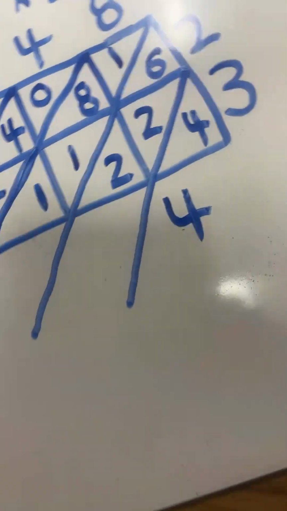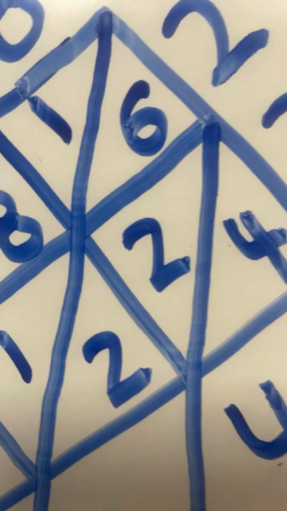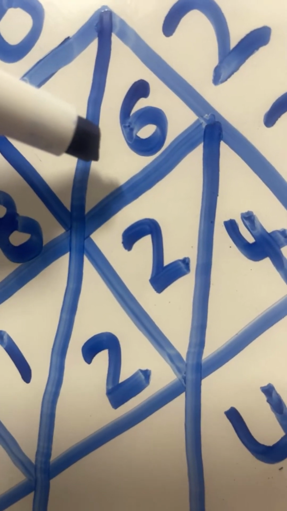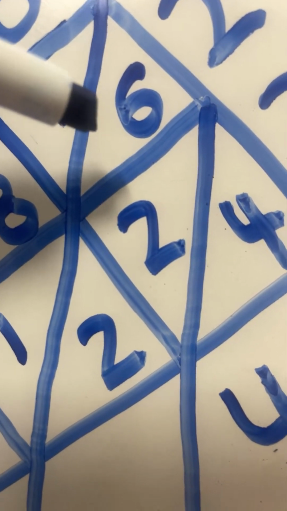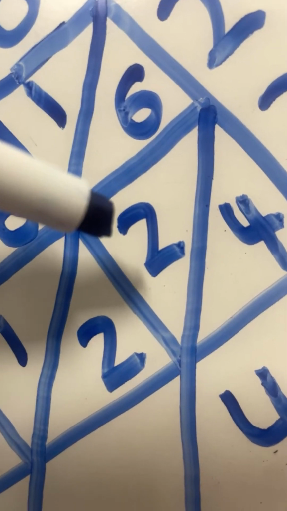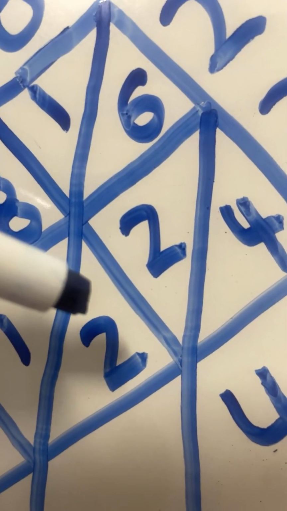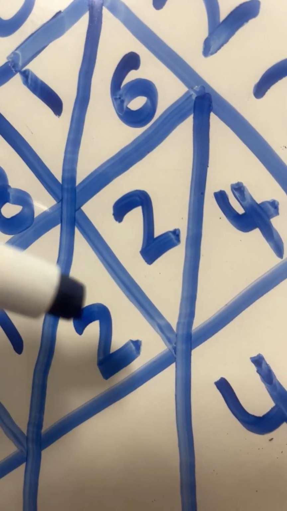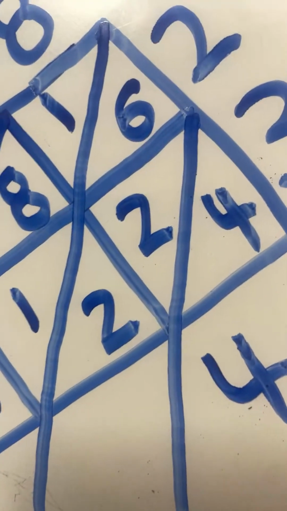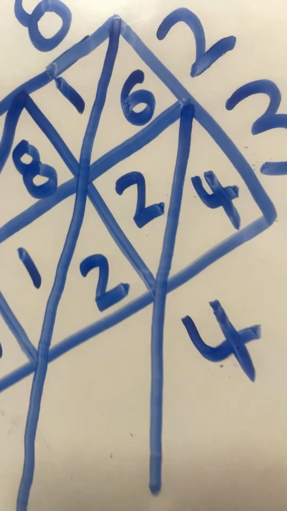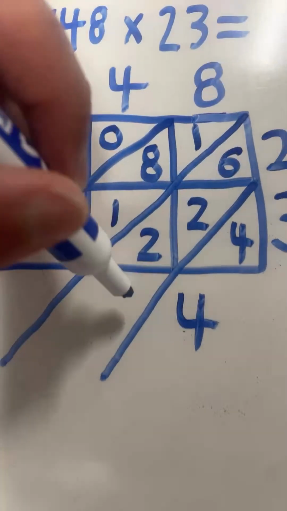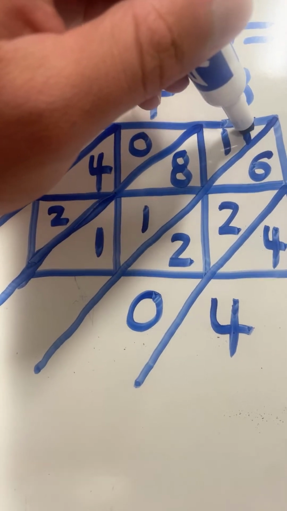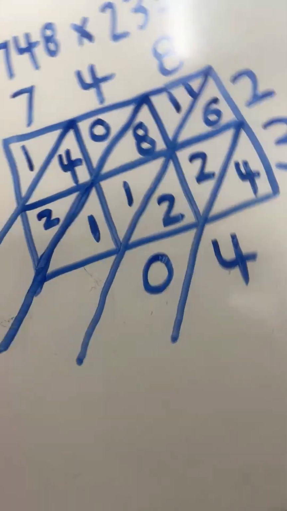Next, we have to add the numbers that are in between these two diagonal lines right here. Our sum is going to go in the tens place. So 6 plus 2 plus 2 equals 10. Because 6 plus 2 equals 8, plus 2 equals 10. Now we are going to need to regroup. So the 0 in 10 goes in the tens place. The 1 in 10 gets carried over to the hundreds place.